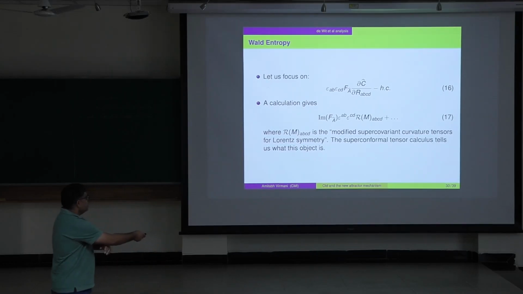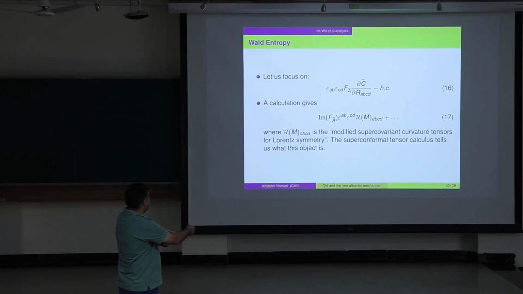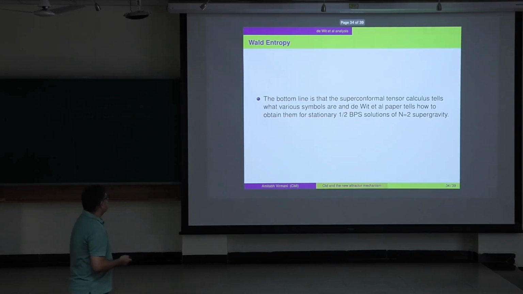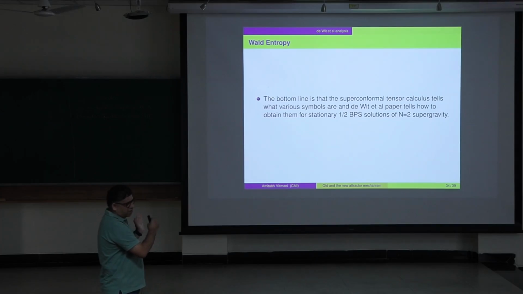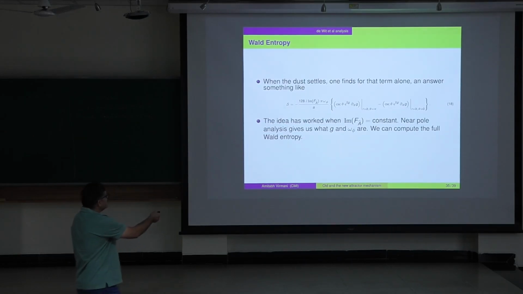Yeah. The key idea is that the superconformal tensor calculus will tell you what this object is. The bottom line is really this: the superconformal tensor calculus will tell you what these symbols are in the Dewitt paper, and the Dewitt paper will tell you what the values of those symbols are for half BPS stationary solutions. That's how the whole paper is written, because these were the authors who developed the N equal to 2 supergravity. So they just tell you the values of various symbols for half BPS stationary solutions.